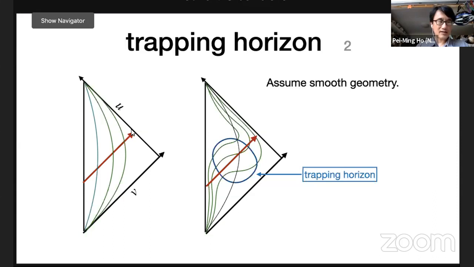If you are moving out with a given U, when V increases, you will see that the value of R is monotonically increasing. But when you have a trapping horizon, what happens is that when you move out along a curve of constant U with increasing V, the value of R would increase and decrease and then increase again. So you would have points where the derivative of R with respect to V vanishes around here and here. That would be the outer trapping horizon and inner trapping horizon. So the picture would look like this.